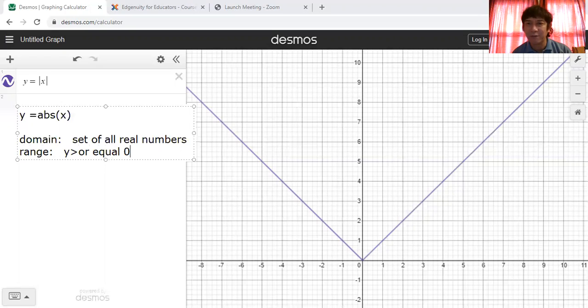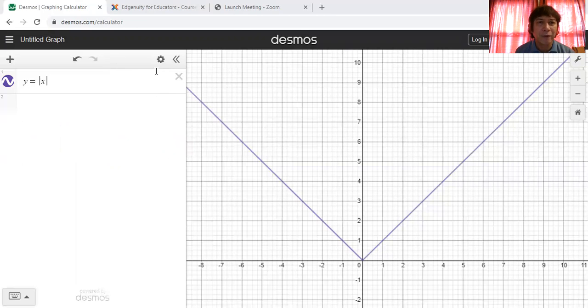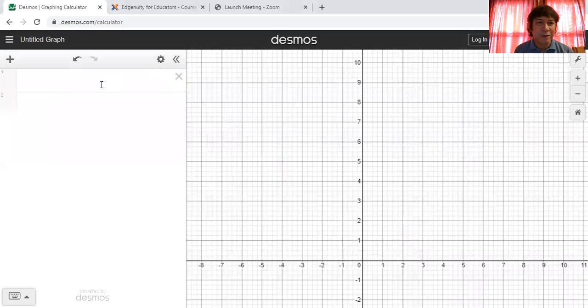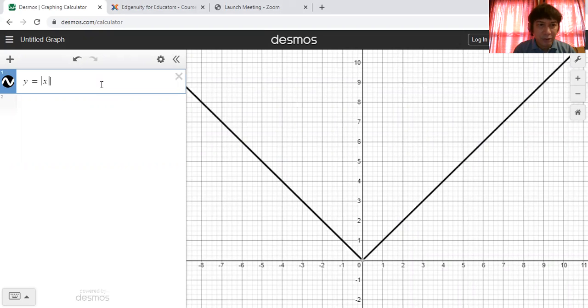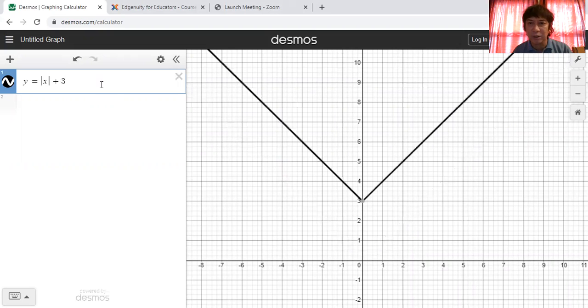Okay, let's have some variations, all right? So remember, this will not always be this graph, okay? All right, let me vary the given. And let's start by clearing the board. All right, so let's say our given is y equal to absolute value of x, and say we elevate it somewhere. So say +3 there.